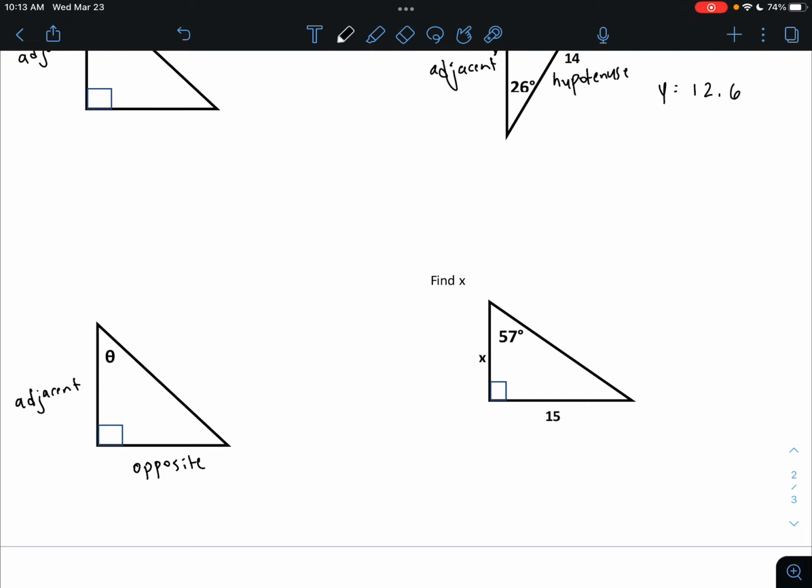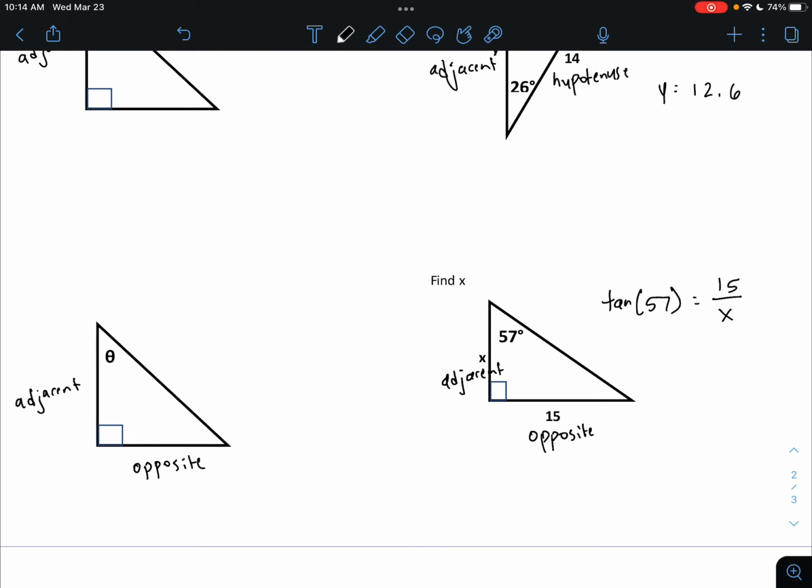And we're going to set this up in a very similar way, where we're starting from our angle, which is 57. We know our opposite side. We know our adjacent. We are looking for our adjacent side, excuse me. So opposite, adjacent. So we're looking at the tangent of 57, which equals our opposite side, which is 15, over our adjacent side, which is x.